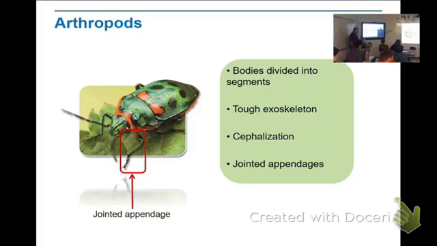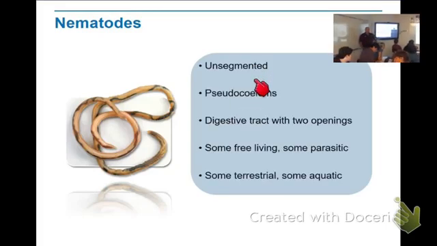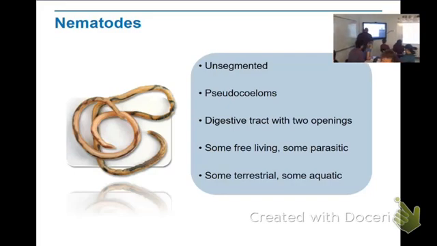Next ones are nematodes. They're unsegmented worms, okay? They have a false coelom. That means they have a body cavity. First creatures to have a body cavity in there, okay? And I say true, it's not true, but it's a space that they have in their body. They have a coelom, it's just called a false coelom.